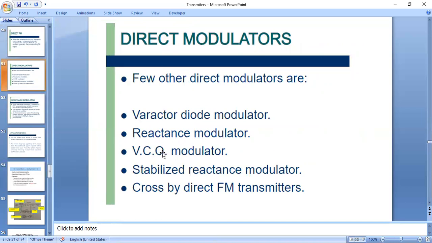So here the direct modulators are the varactor diode modulator, the reactance modulator, the VCO, and the Crosby direct FM transmitter. The Crosby direct FM transmitter is very, very important, and in it we have an automatic frequency control unit. Another one is the stabilized reactance modulator. The VCO and the Crosby direct FM are the two important direct methods of generation of FM.